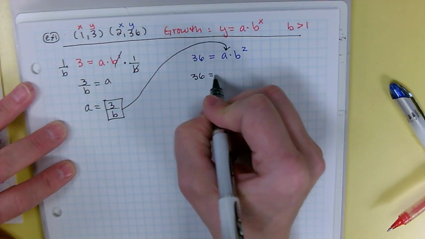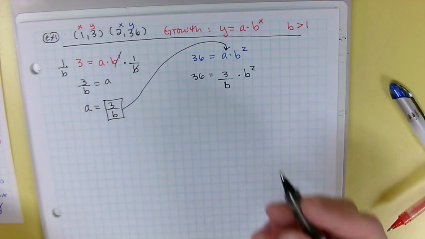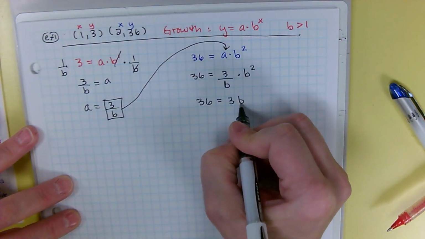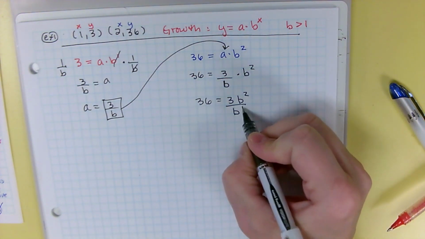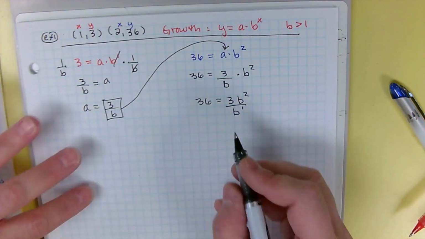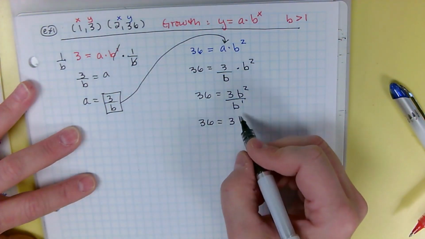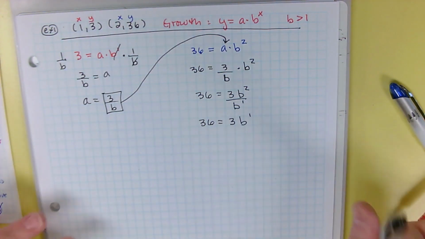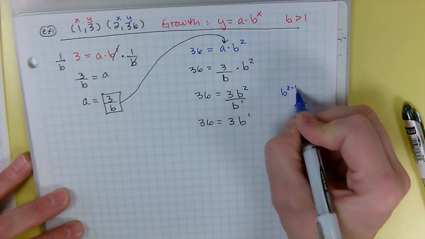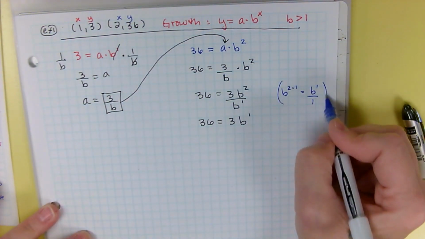So that gives me 36 equals 3 over b times b squared, which would be 3b squared over b. Now here's where your exponent property comes in. To divide exponents, you do top minus bottom power. So the 3 doesn't move, but it's b to the 2 minus 1, which is 1. There's your exponent properties in use, and I'll put that out here. B to the 2 minus 1 equals b to the 1 over 1. That's what we just did.